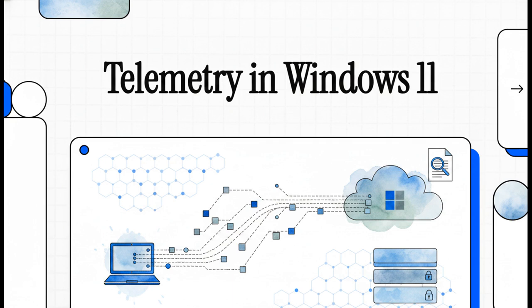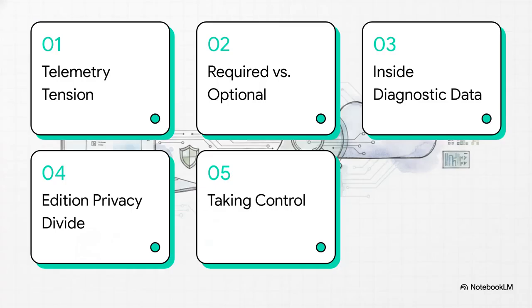We're peeling back the layers to see what's actually being sent, exactly why it's being sent, and most importantly, how you can manage it. So here's our roadmap for today. We're going to hit the Windows telemetry tension, break down required versus optional data, peek inside the actual diagnostic data, explore what we'll call the privacy divide, and finally show you how to actually take control.